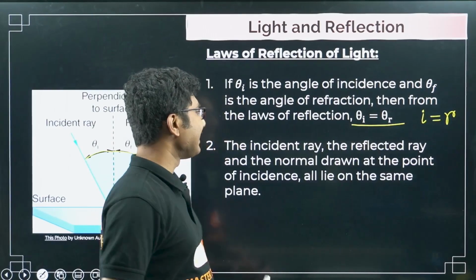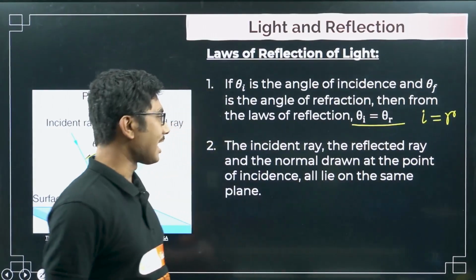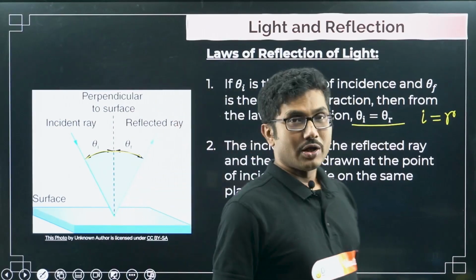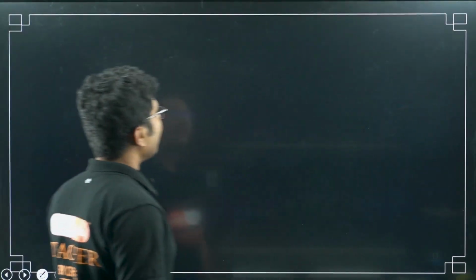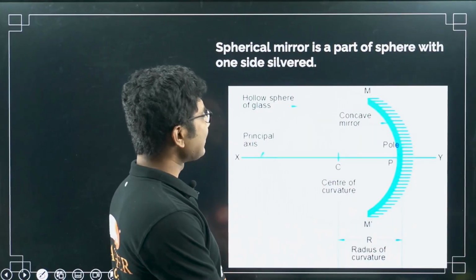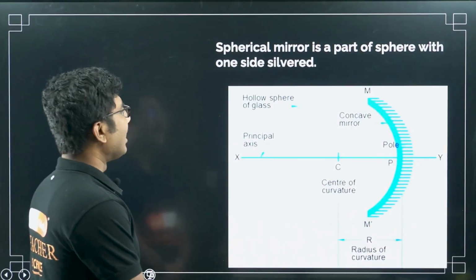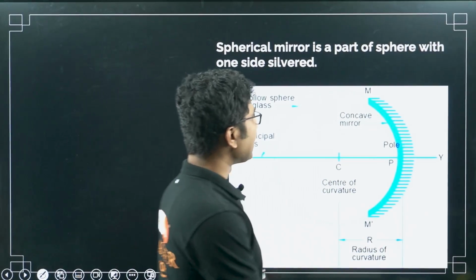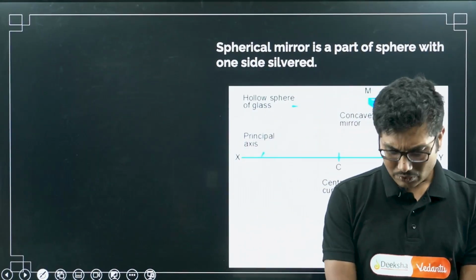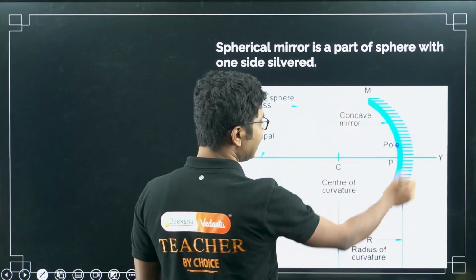The incident ray, the reflected ray, and the normal drawn at the point of incidence lie on the same plane. We already know that. Now, next part, spherical mirrors. Let us discuss what a spherical mirror is. Spherical mirrors are part of a sphere with one side silvered.